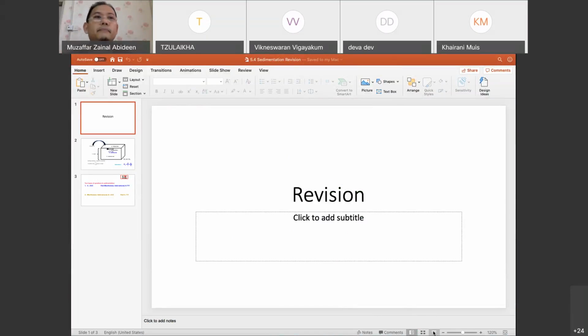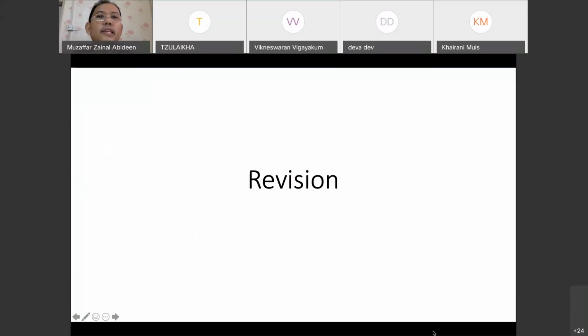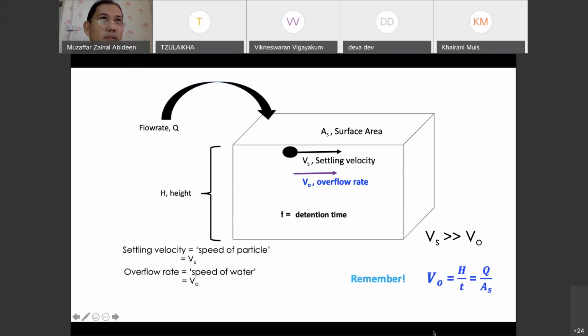Okay. We would like to make a revision on the sedimentation topic. As you can remember, we have been producing bigger size of particles at the flocculation tank, whether we are using hydraulic or even mechanical. The purpose is just to form bigger size of flocs so that it can be removed in the sedimentation process. So what we have learned on the sedimentation a few weeks back, perhaps nearly 2 months ago. Assuming that this is a sedimentation tank.